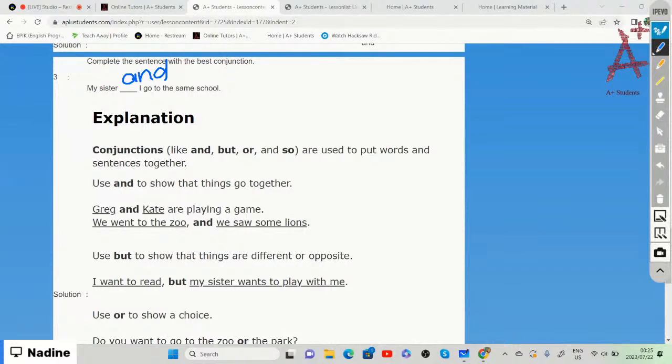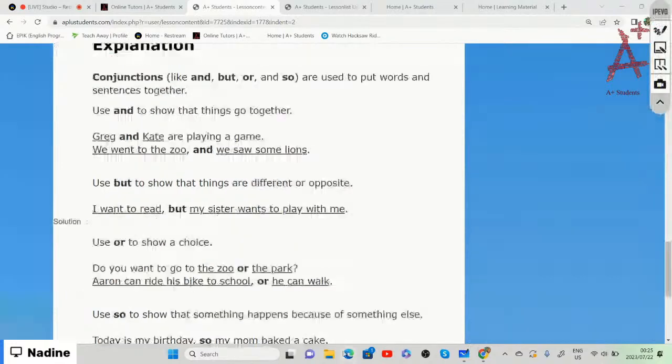And so far we've been using the word and, or the conjunction and, which is used to show that things go together. So use and to show that things go together. All right, let's do another activity before we do a test.